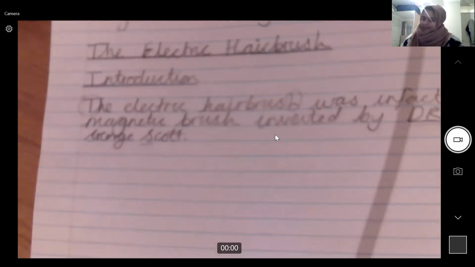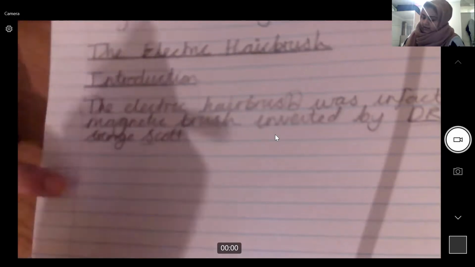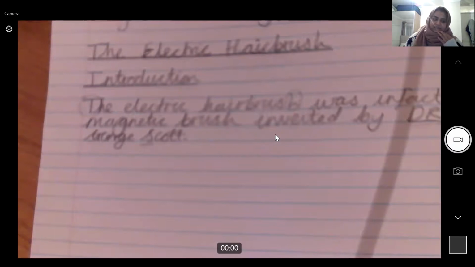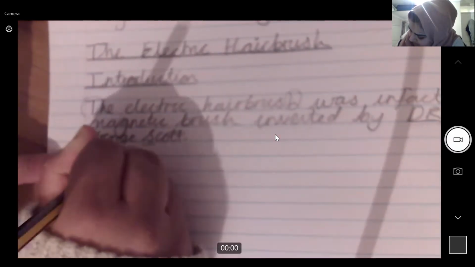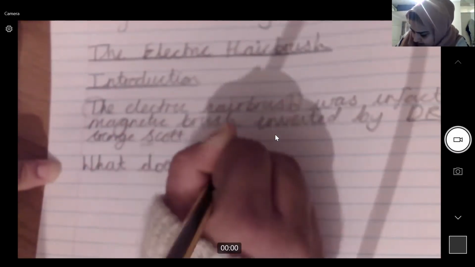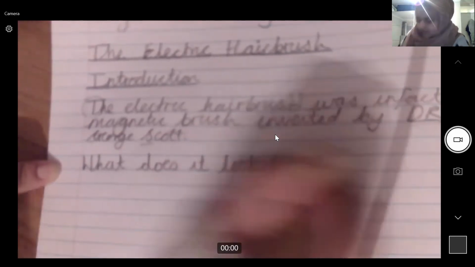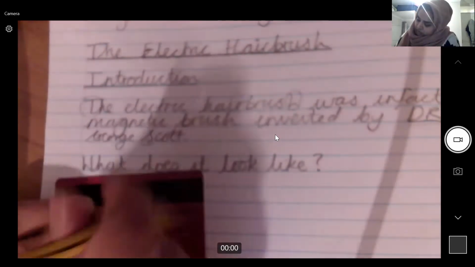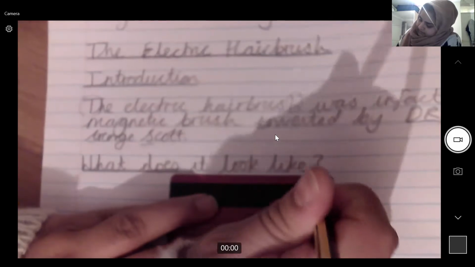Now, I am going to write my next paragraph, but before I write my next paragraph, I am going to write the heading. So I'm going to miss another line. Okay, and then I'm going to write the heading, which is, when I look at my text map, it is, what does it look like? So I'm going to write, what does it look like? Do you notice me saying the sentence as I'm writing it to make sure that it's correct? Then I'm going to underline my next subheading.